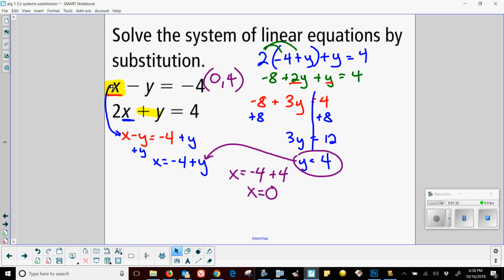Here's another one we could have done for either x or y. It doesn't matter. Looks like we chose x. So we're going to add the y over to the other side and then take this and sub it in for x. Distribute, combine like terms, don't lose track of your equal sign. Add 8, divide by 3, y equals 4. And we just plug it back in here, because we already have an x equals something. So negative 4 plus 4, x is 0.